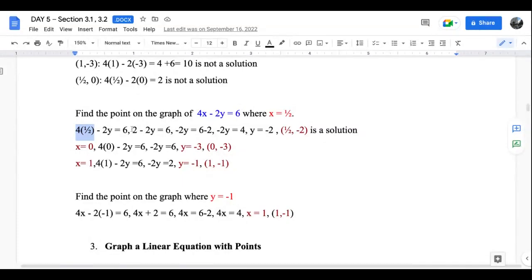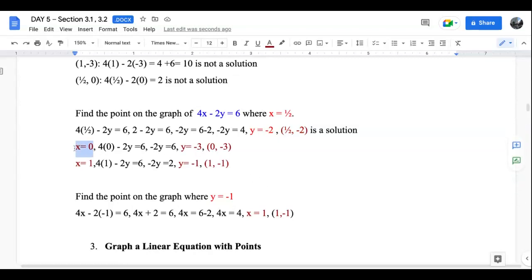So 4 times a half is 2. 2 minus 2y equals 6. We subtract 2 on both sides, so -2y equals 4. Then we divide by -2, so y equals -2. The corresponding y value is -2. So then we know (1/2, -2) is a solution for this equation, or a point on the graph.